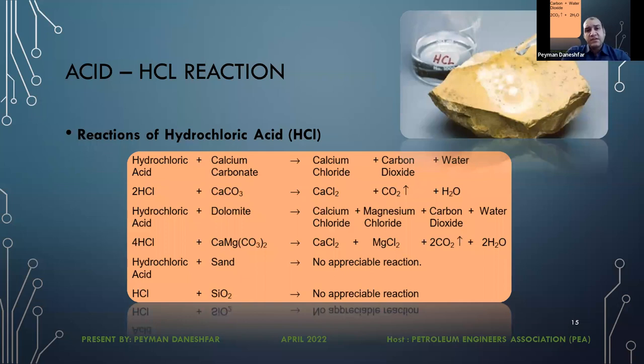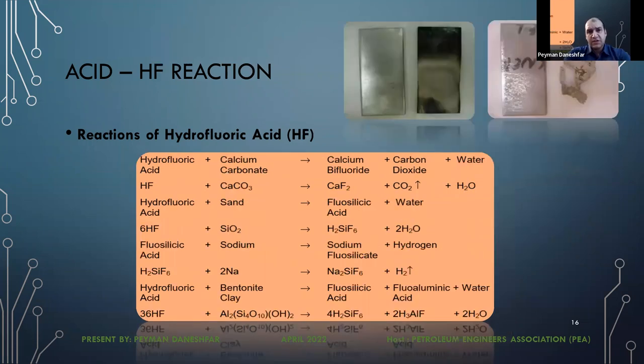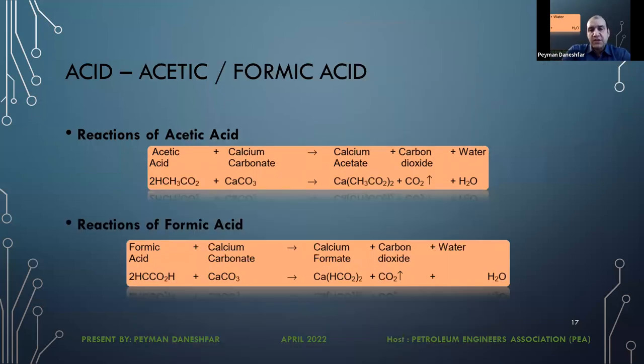Okay. This is the HCl reaction, and another one is the HF reaction. You can see the HF reaction with the calcium carbonate and its product, and with the sand, and a bit of bentonite kind. And another one, the reaction of the acetic acid with the calcium carbonate, you can see, and the reaction of the formic acid with the calcium carbonate.